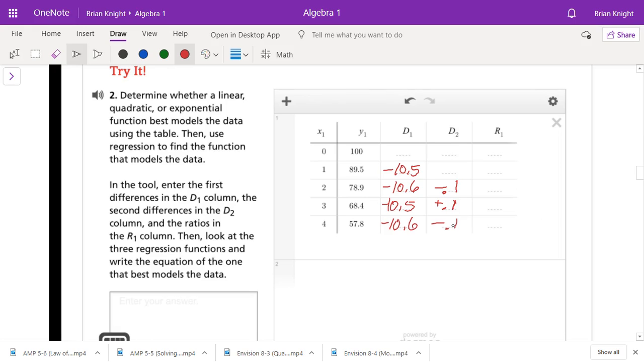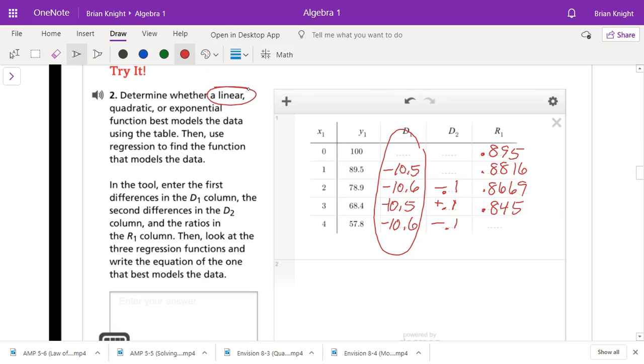89.5 divided by 100 is 0.895. 78.9 divided by 89.5 is 0.8816. 68.4 divided by 78.9, 0.8669. And last but not least, 57.8 divided by 68.4 is 0.845. So I would definitely call this one what? Linear, okay?